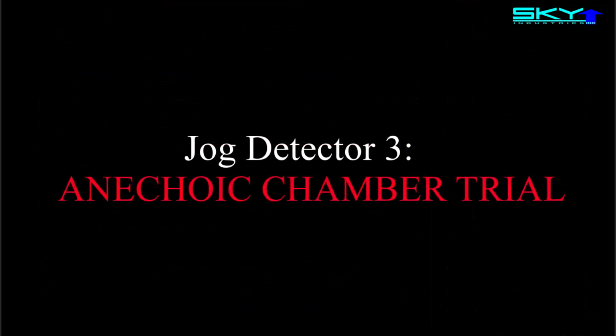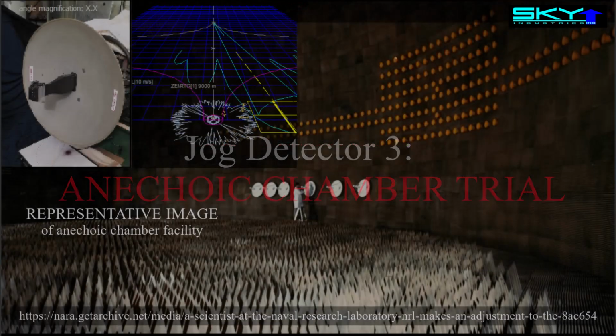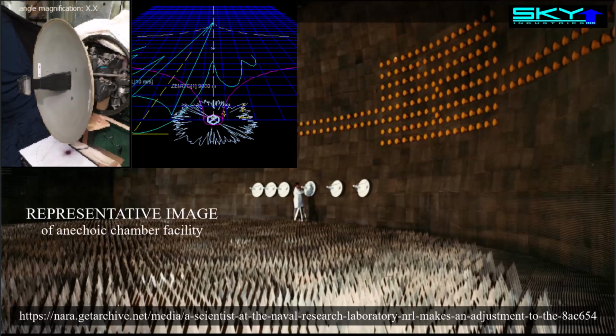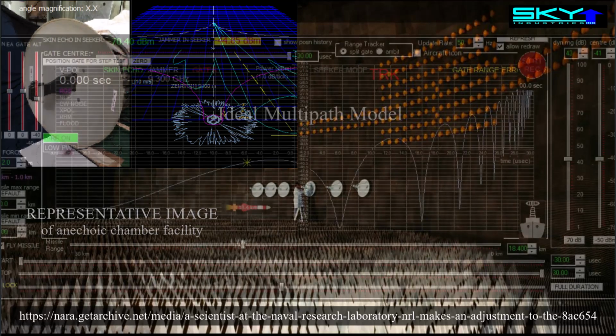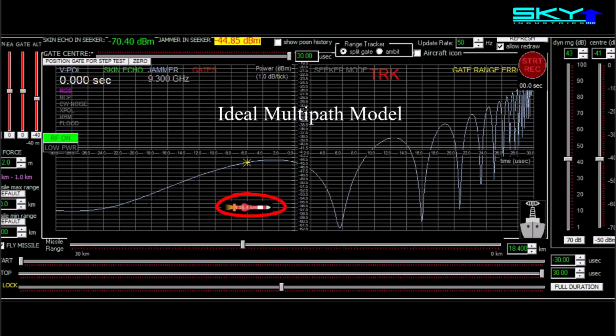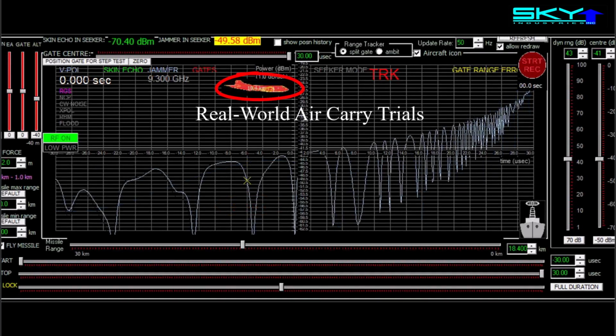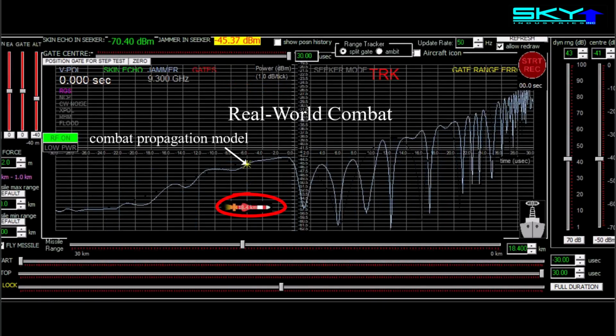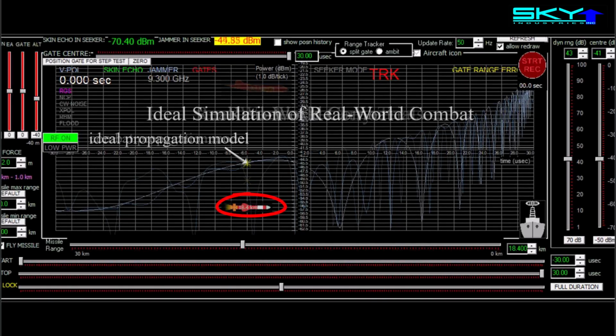And a third difference, yet again, might be an anechoic chamber trial in which a real seeker is used, but multipath must be represented by an artificial model. If the multipath model doesn't match what the air carry tests provide, or what would be seen in real-world combat, including missile speed, by the way, then a third jog detector is required.